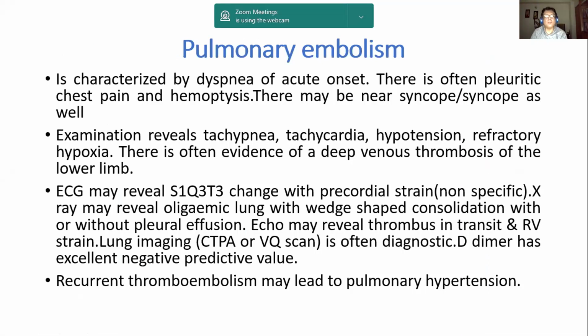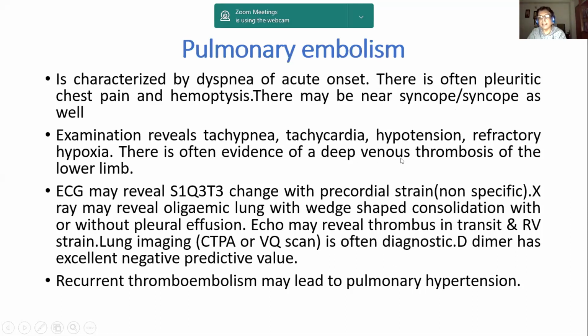Pulmonary embolism is also a very important cause of shortness of breath in the acute setting. There may be sudden death as well, and the patient has dyspnea of acute onset. There may be pleuritic chest pain if there is pulmonary infarction. There may be hemoptysis, syncope or near syncope. On examination, many of the symptoms and signs are non-specific: tachycardia, tachypnea, hypotension, and refractory hypoxia is very important.